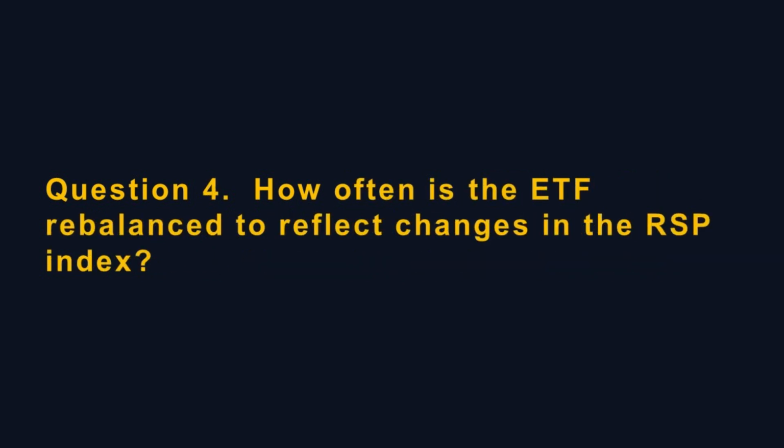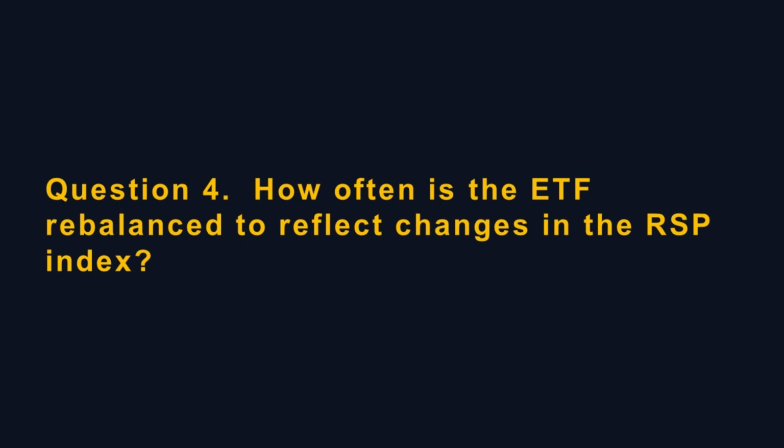Question 4. How often is the ETF rebalanced to reflect changes in the RSP index? The Invesco S&P 500 Equal Weight ETF, RSP, typically rebalances its holdings to reflect changes in the S&P 500 stock index on a quarterly basis. Here's a deeper look at the importance of rebalancing and how it functions within RSP.